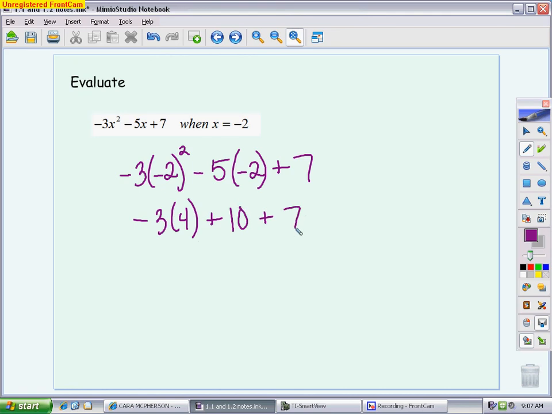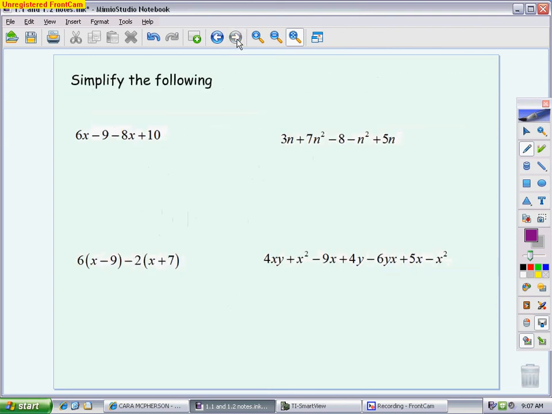Now I can go back to the beginning and I get -12 plus 10 plus 7. -12 plus 10 is -2, plus 7 is 5. So your evaluation is what happens when you plug it in. What do you get out?